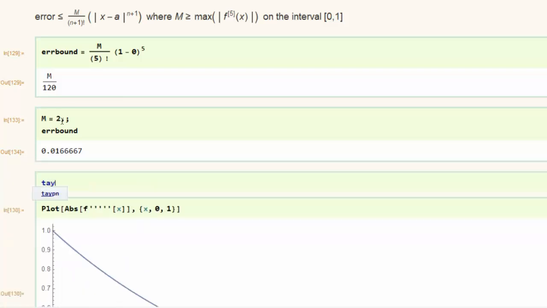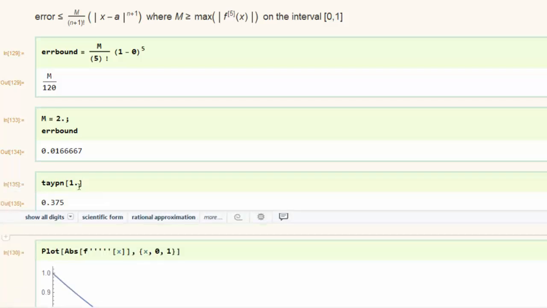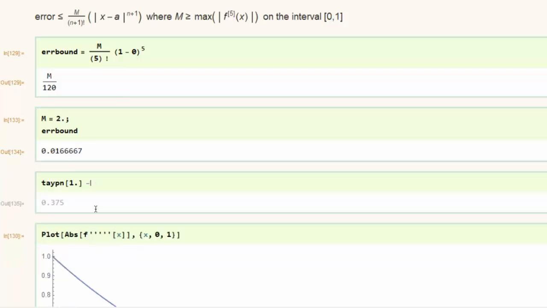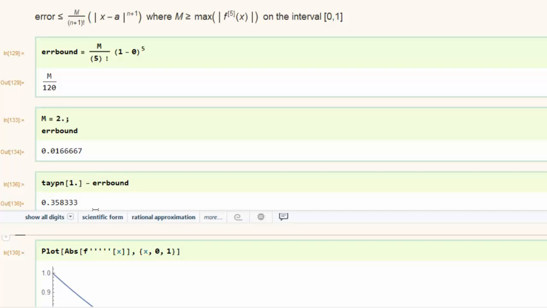Well, if I'm approximating my value to be 0.375, this value could be over the exact value, but could only be over by at most that much. So in other words, if I subtracted that error bound value, then this would represent the lowest possible value that 1 over e could be.